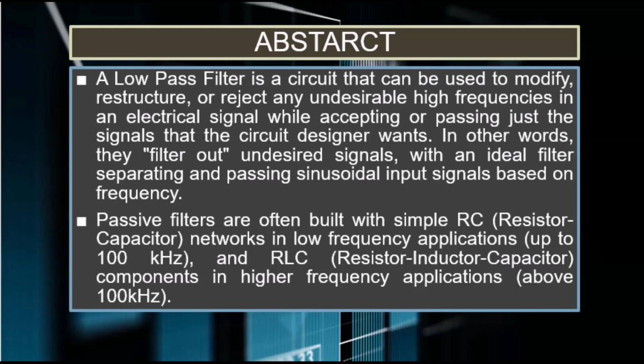A low-pass filter is a circuit that can be used to modify, restructure, or reject any undesirable high frequency in an electrical signal while accepting or passing just the signal that the circuit is designed to want. They filter out undesired signals, with the ideal filter separating and passing a sinusoidal input signal based on the frequency. Low-pass filters are often built with an RC resistor-capacitor network in low frequency applications up to 100 kHz, and RCL resistor, inductor, capacitor components in higher frequency applications.